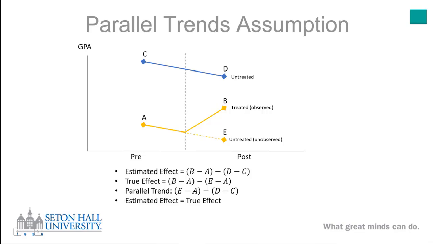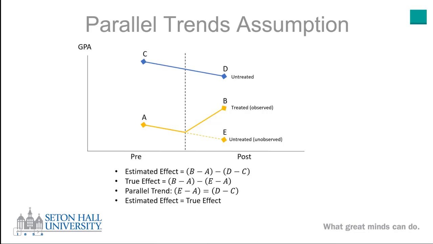So what we really want to measure here is the difference between points B and E. E being the counterfactual, the GPA at this school where a nutritional breakfast was never introduced. They had, like, powdered donuts every morning.